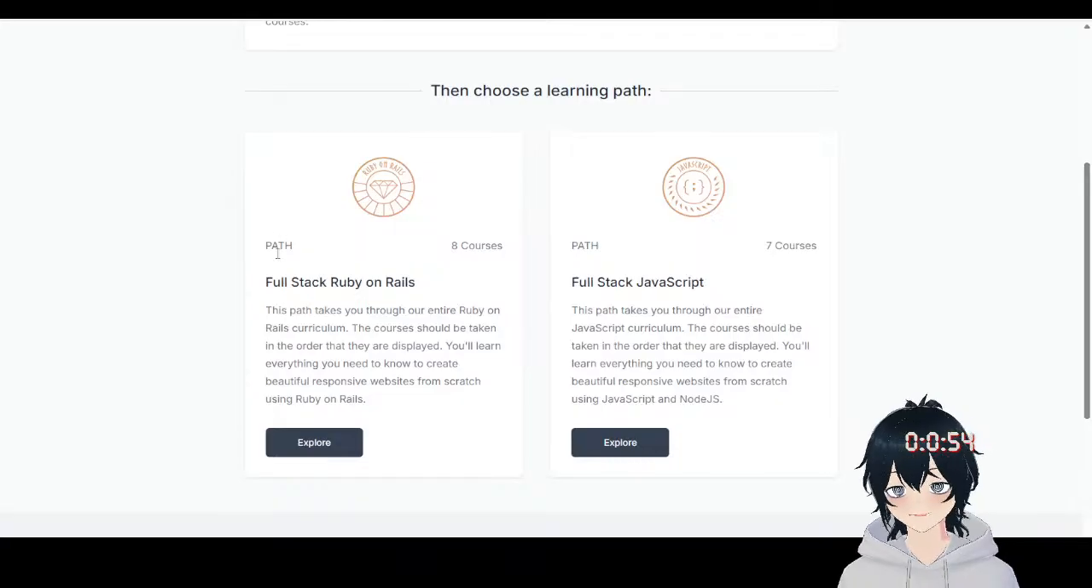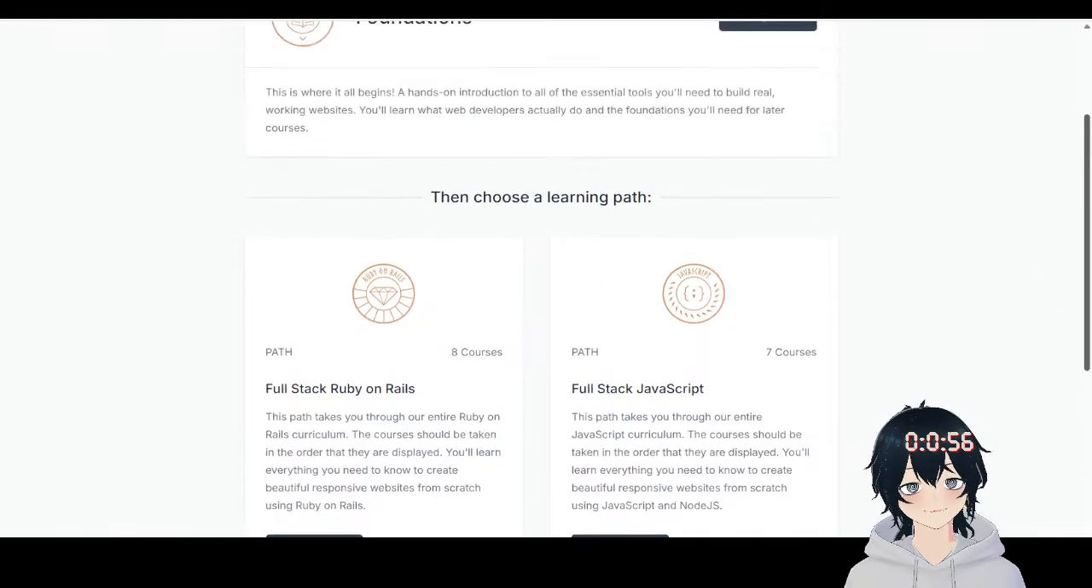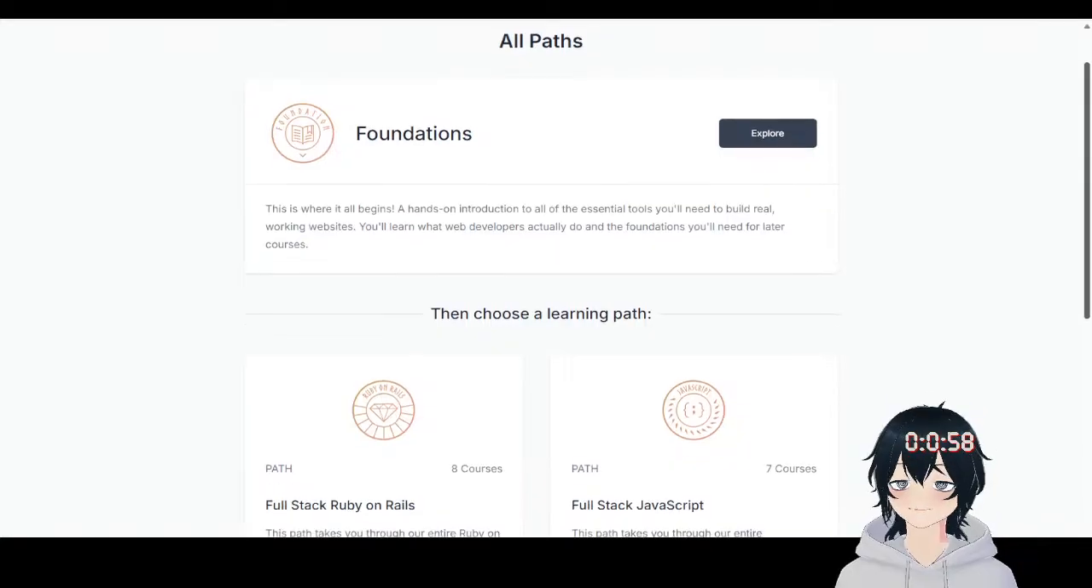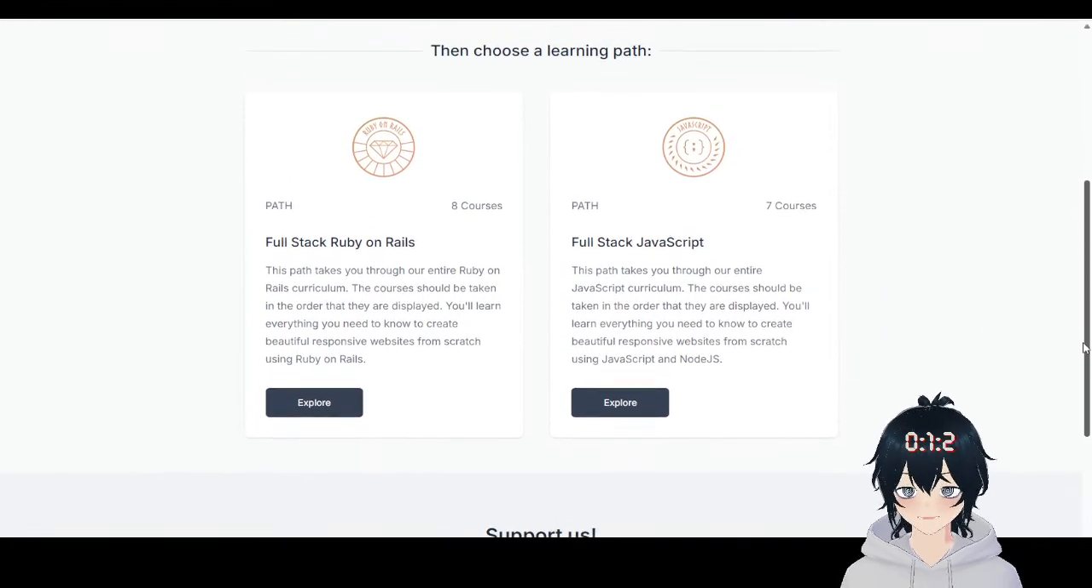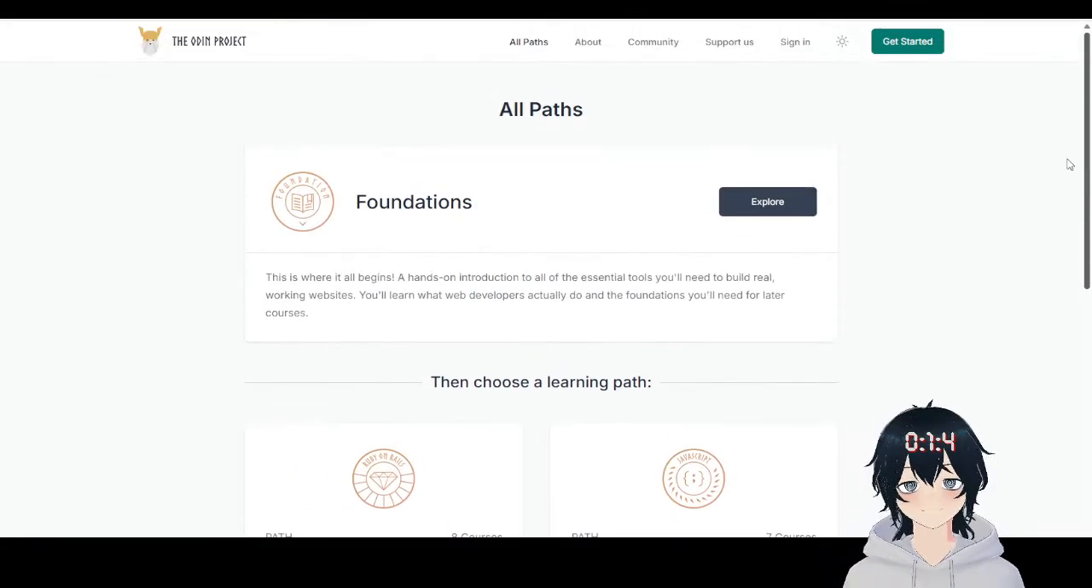So apparently afterwards there's two pathways after you're done with the foundations. Depending on what you do on the foundations, you can choose which one you prefer the most.